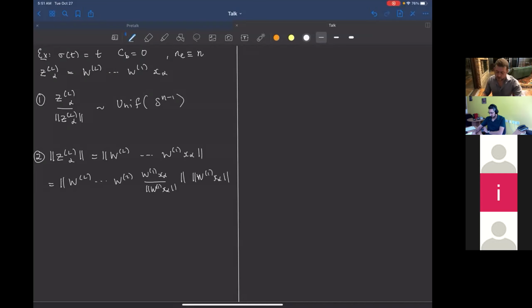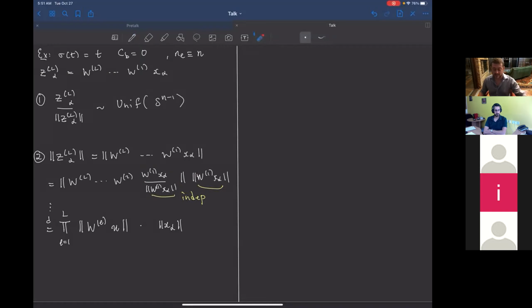Okay, that's a true thing. And now the observation is just that these two things are independent. This is just a uniformly distributed vector on the sphere, and this is the norm. So what you get is that when you iterate this equality, you get an exact equality in distribution. So this is the product over l from 1 up to capital L of the norm of W_l times, let's say, a fixed unit vector U. If you're being very careful, you also have to have the norm of X^alpha out in front, just to make this first thing a unit vector.